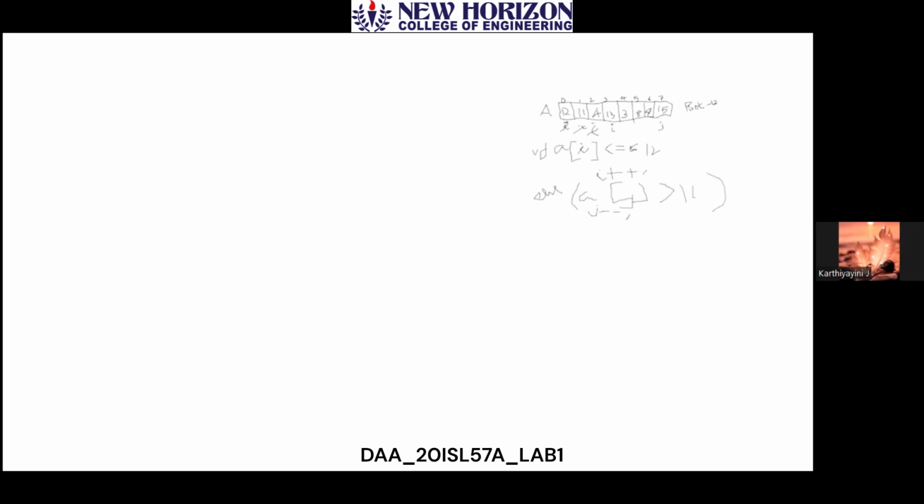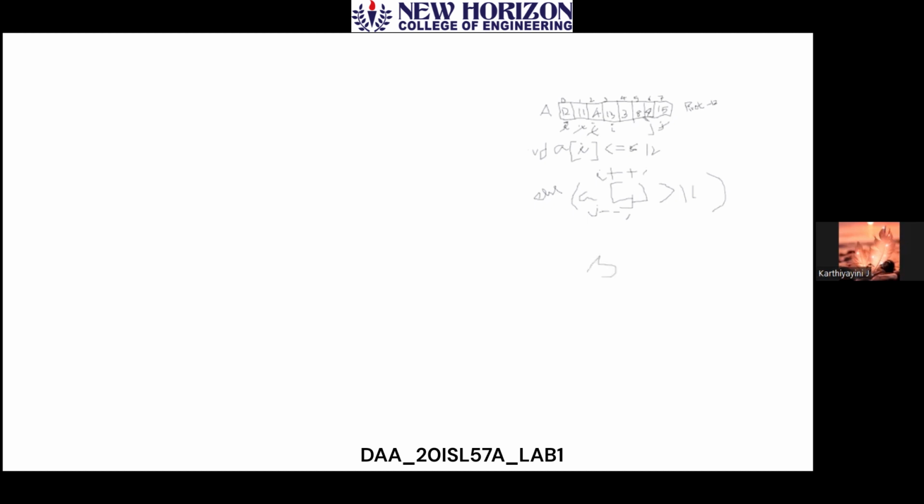Now it will check what A of J is. It is 15. 15 is greater than 12, so no need to change, so J will be decremented. But 9 is less than 12, so I can't do this. So neither condition can be done. What I have to do is swap.